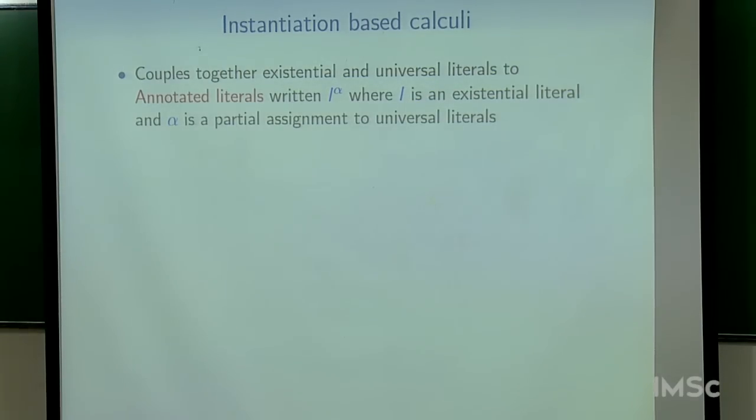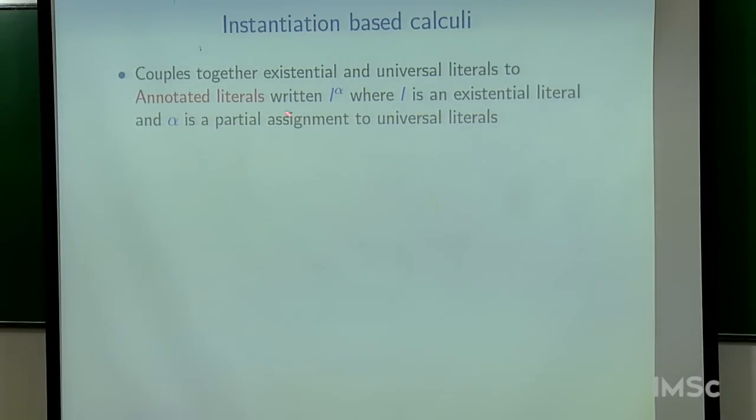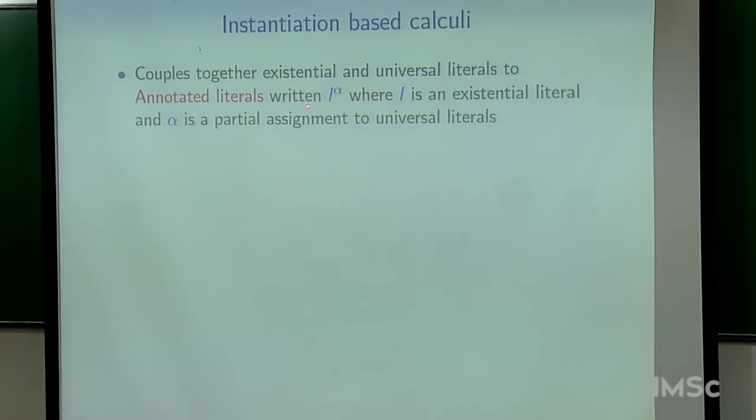So on the other side, where we had these expansion solvers, we have these instantiation-based calculi. Before, we had a rule for existential literals and universal literals, and these rules were sort of getting rid of them. Now what we do is we only have one sort of literal, and that is these annotated literals. So we have an existential literal L, which is annotated by some partial assignment to universal literals.